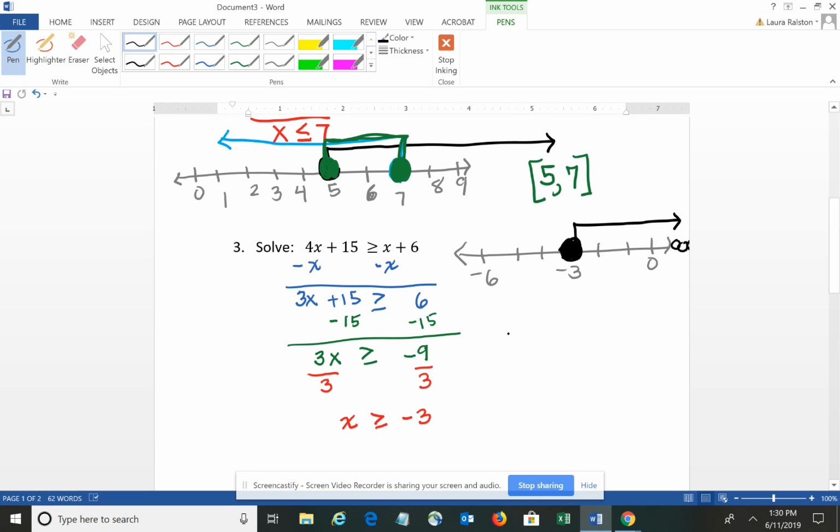Okay, so we start at -3, which is a usable point. It's a colored in dot, so we use a bracket in terms of the interval, and we keep going to positive infinity. Okay, so there you have the solution, you have the graph, and you have the interval notation.